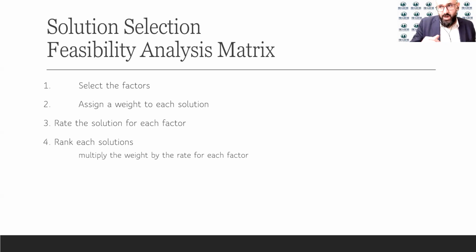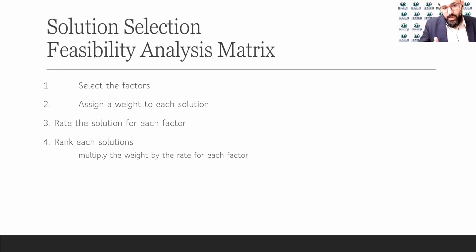Maybe I need to have a higher rate of return. Maybe I need to have less money invested upfront. Maybe location is important for me. So you select the factors that are important for your project, and then you assign a weight for each factor. Say, okay, well, ROI is very important. I want to put a weight of 10 on a scale of 1 to 10.